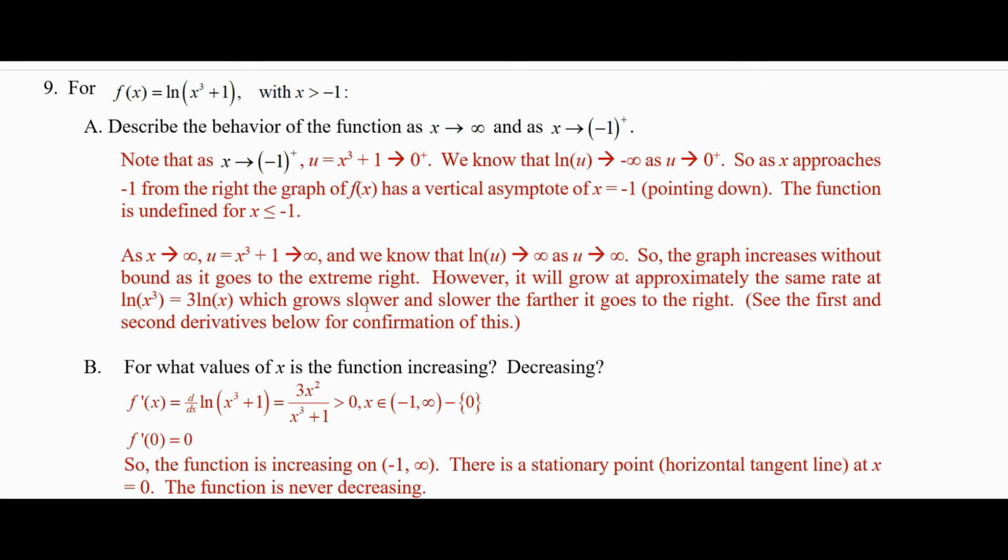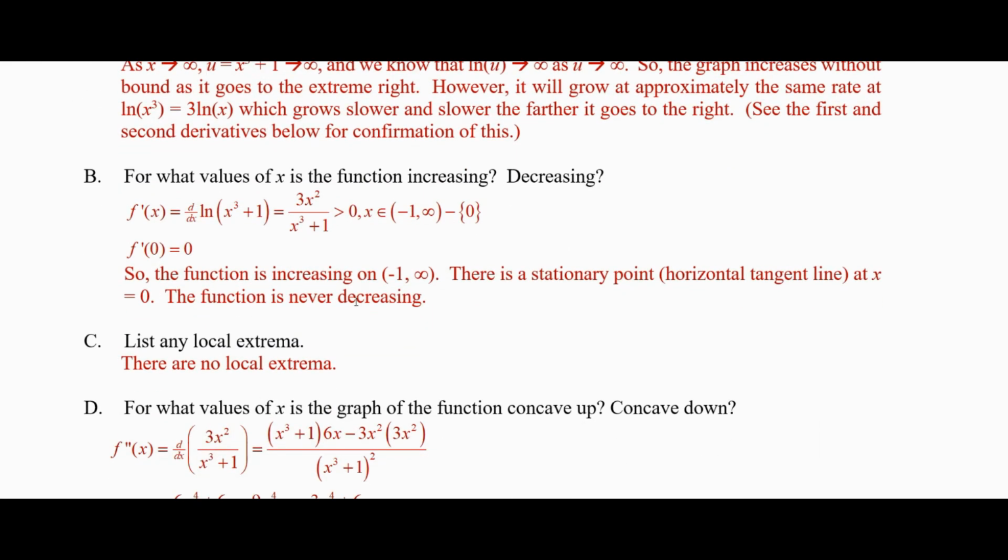And we can kind of confirm this a little bit with the first and second derivatives. What values of x is the function increasing? When is it decreasing? Well, we need to look at the derivative for that. So we need to take the derivative of log of u. So the derivative of that's 1 over u times the derivative of u. The derivative of the inside is 3x squared. So our derivative is 3x squared over x cubed plus 1.